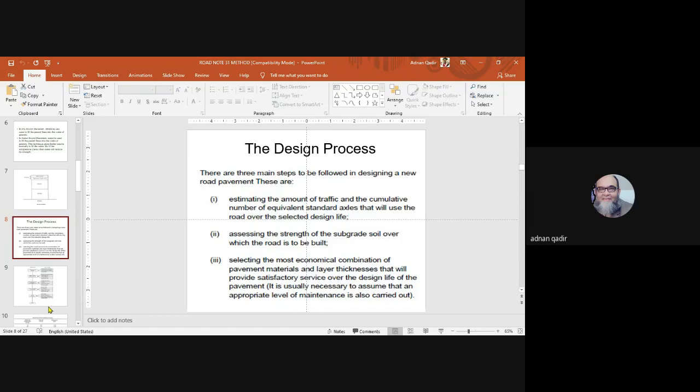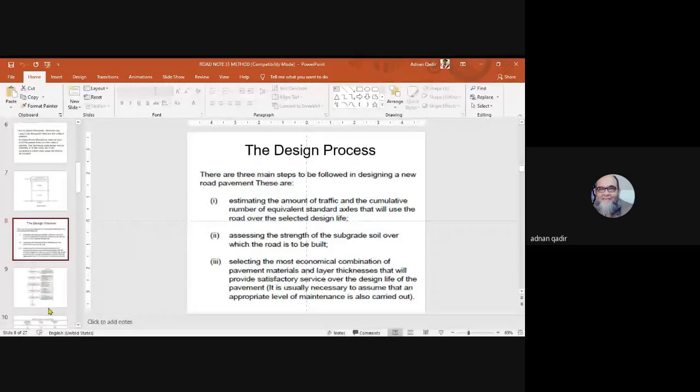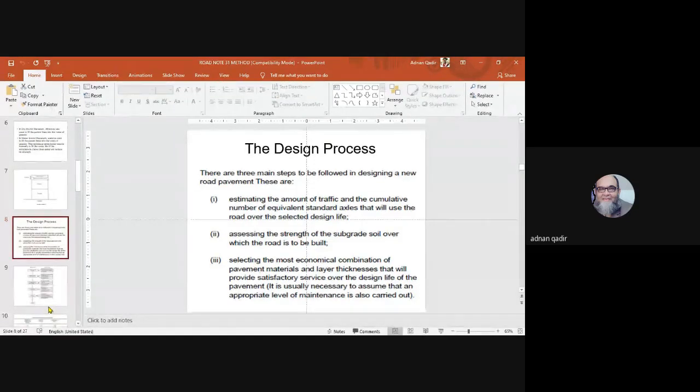Then another thing you all know by now, the strength of the subgrade soil over which the road is to be built. Select the most suitable combination of materials and layer thickness that will provide satisfactory service over the design life of the pavement. It is usually necessary to assume that an appropriate level of maintenance is also carried out.